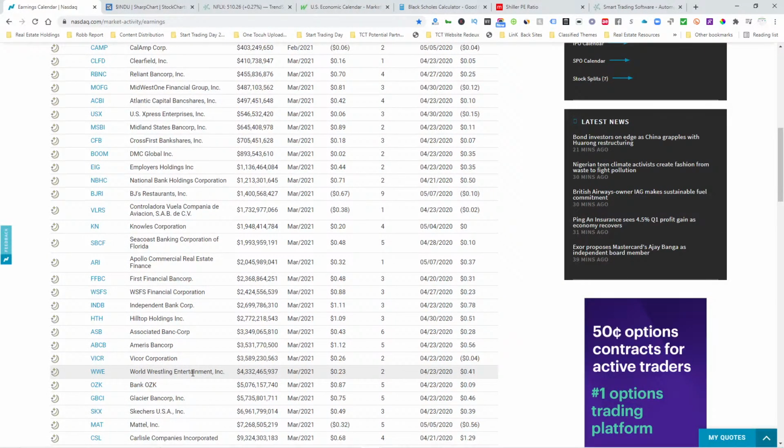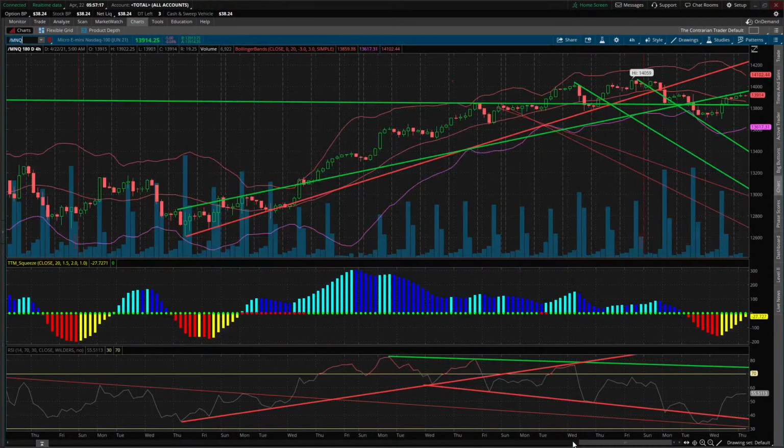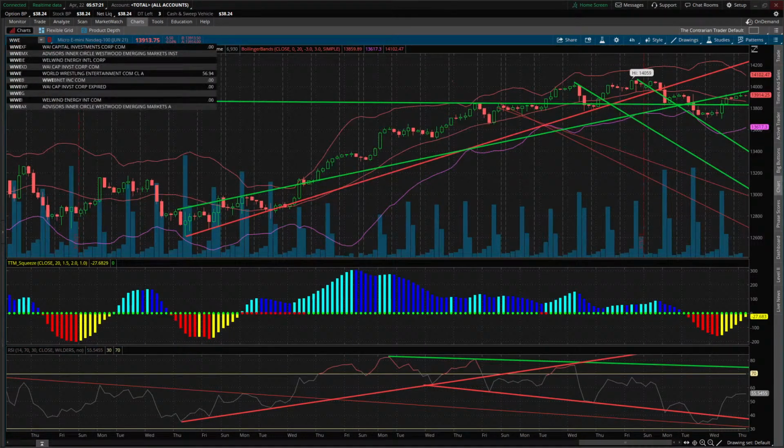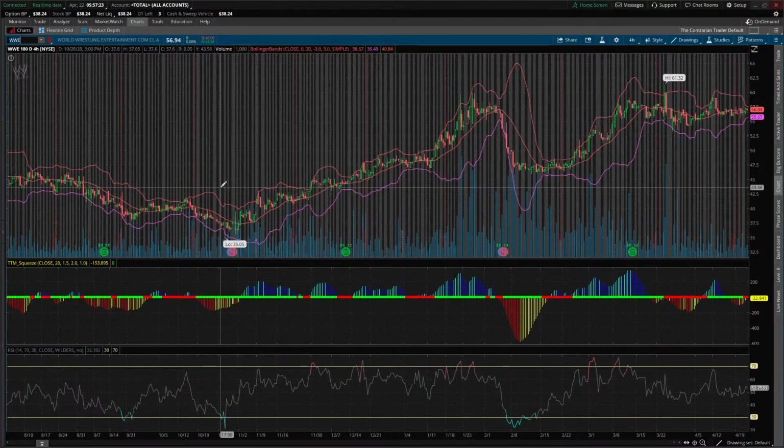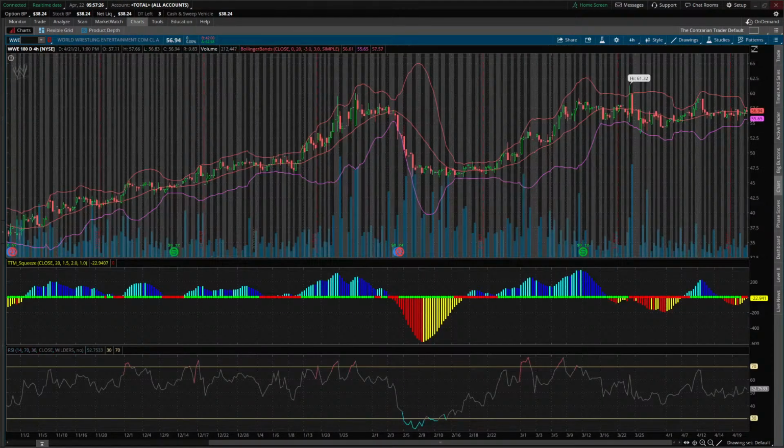I know WWE, World Wrestling, that's been consolidating very, very nicely. In fact, I'm going to take a look at that this morning. Let's bring it up. Really, really nice consolidation. Look at this. This is a 4-hour chart. These will all be 4-hour charts.